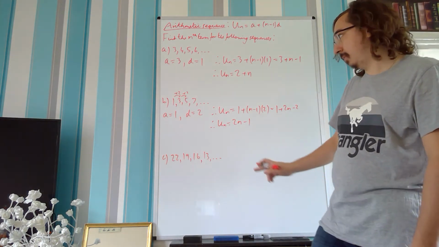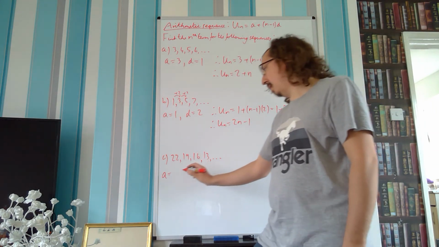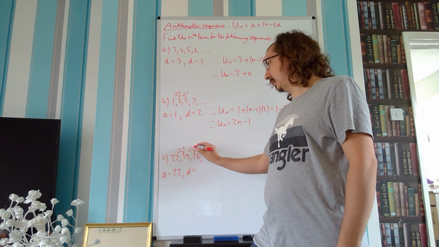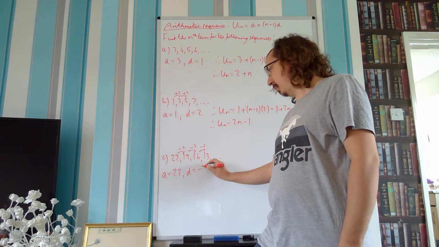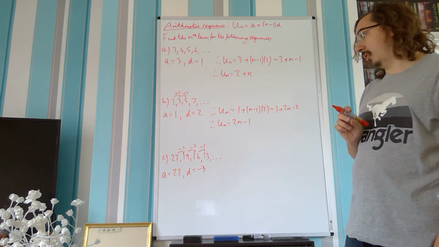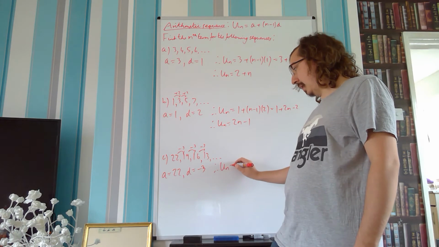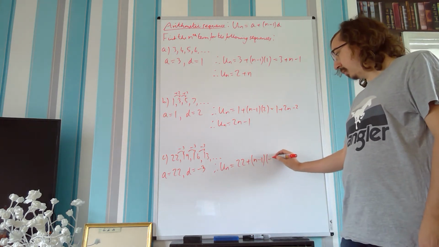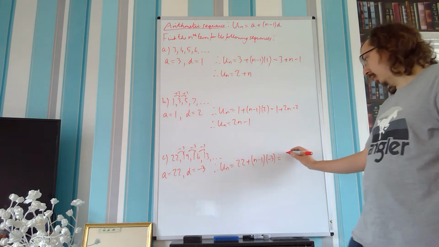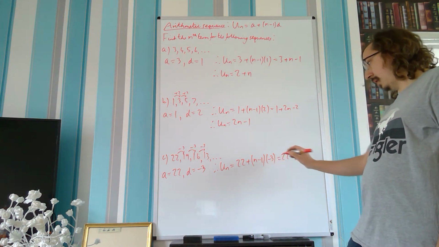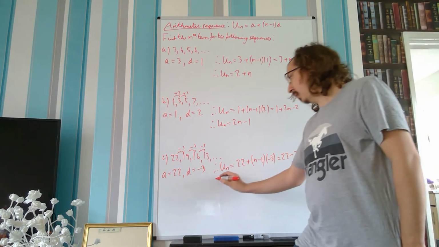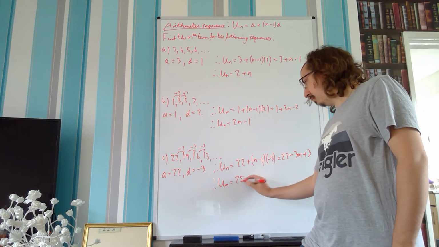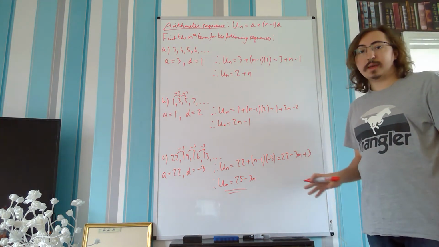And for the last one then, for c, same idea. We take our first term a, which is 22. We have our common difference, which in this case is minus 3 this time. So d is minus 3. The minus is very important. And we can substitute that in to our nth term. So we have a, which is 22, plus n minus 1 times d, which is minus 3. So you have 22 minus 3n plus 3. So therefore un is equal to 25 minus 3n. So those are how we find the nth term.